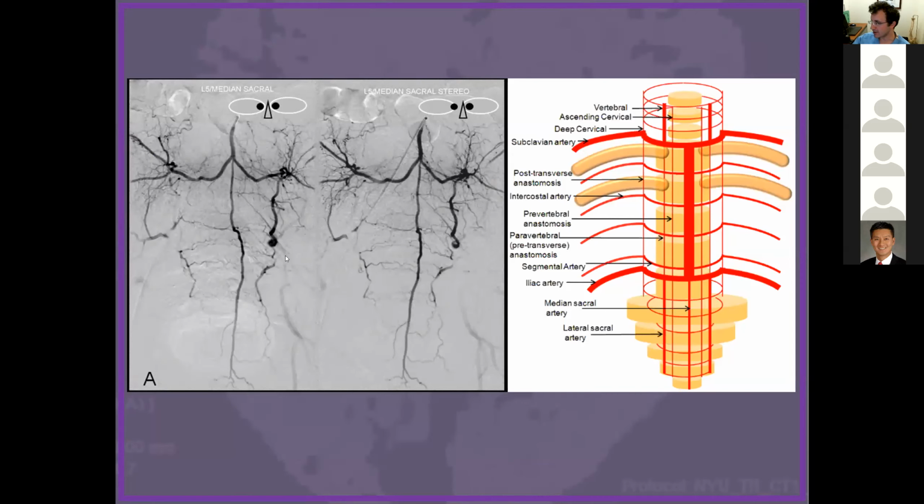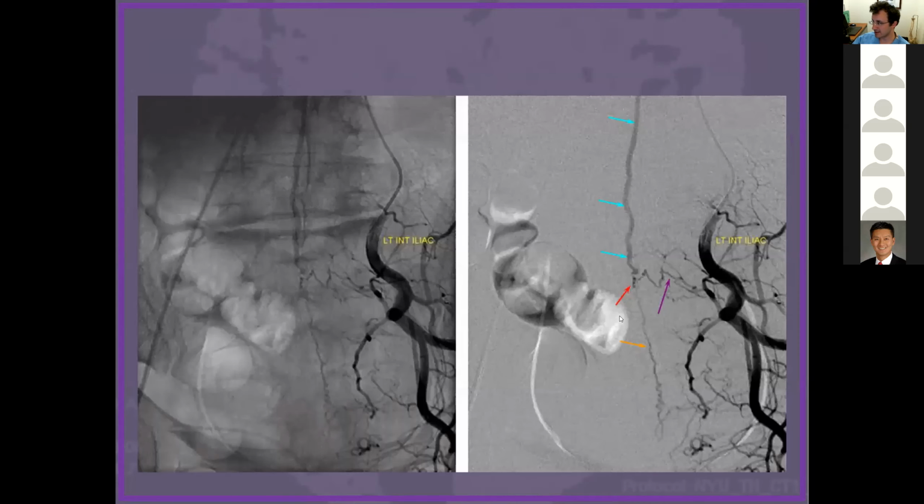The median sacral artery is a very important artery because that allows us to see the sacrum and other segments of the sacrum, and the lateral sacral arteries on the side, which are homologs of the pre-transverse anastomosis. So again, that's the idea.